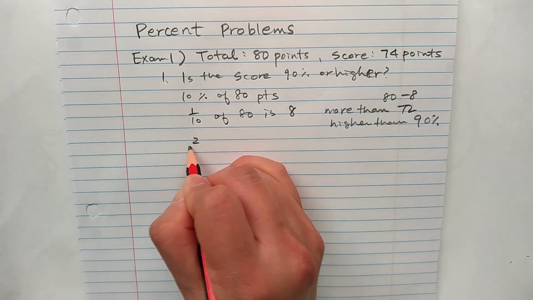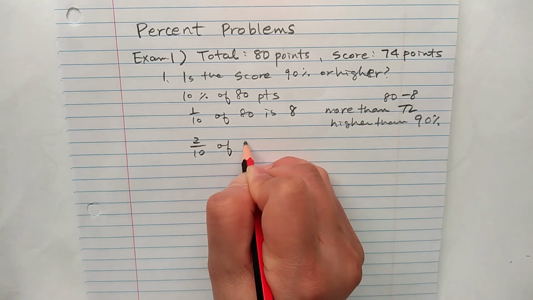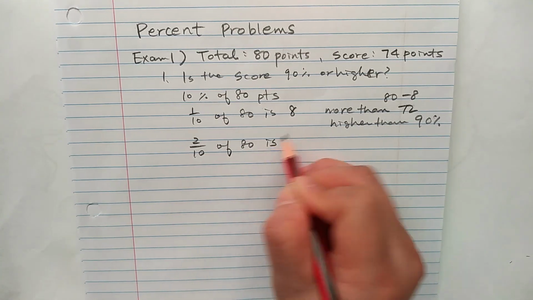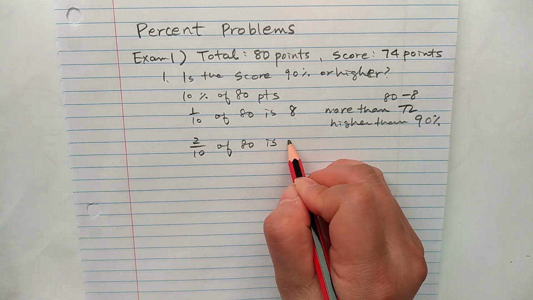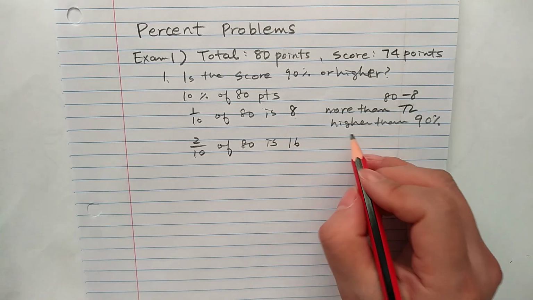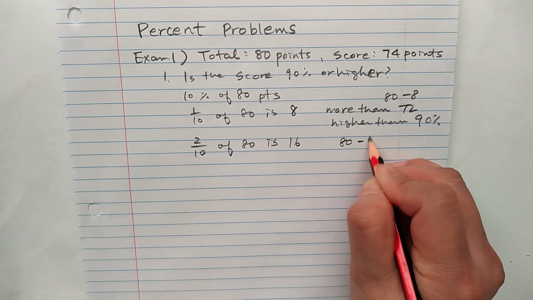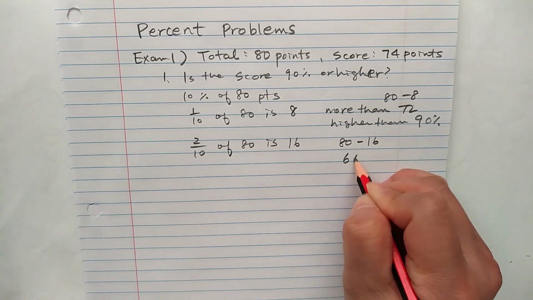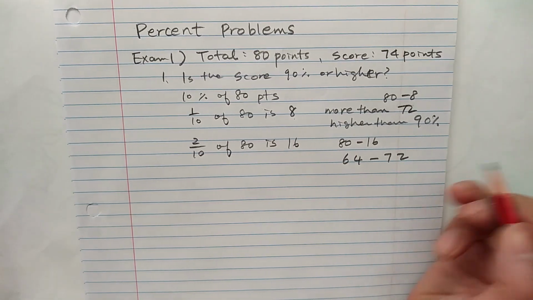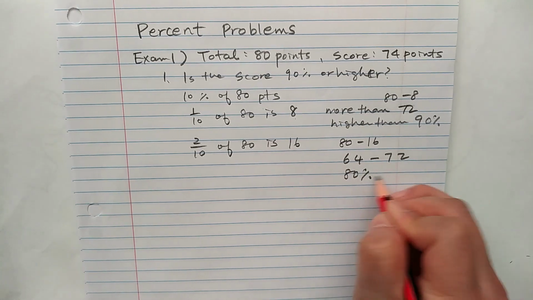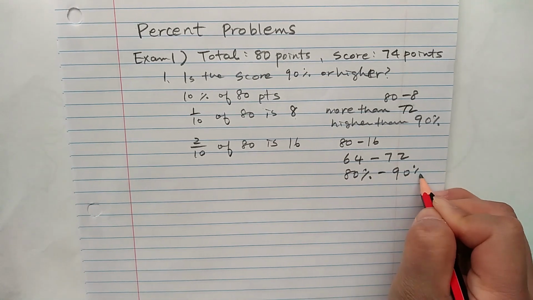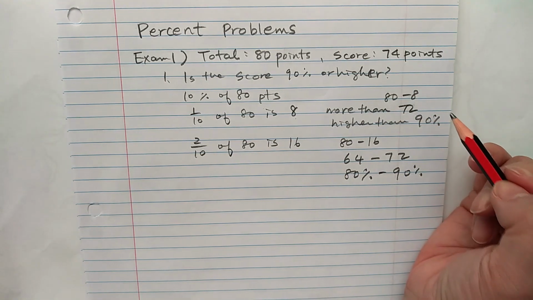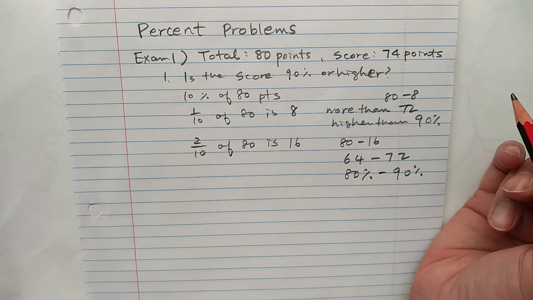How about 20% of 80? 20% means 2/10 of 80. That is the double of 8, which is 16. So 80 minus 16 is 64. From 64 to 72, that is 80% to 90%. 74 is higher than 72, so you did get more than 90% from this exam.